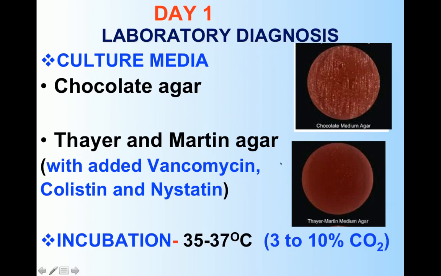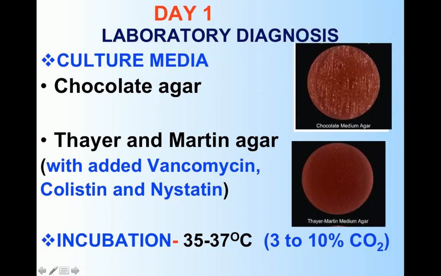And then on day one, you're going to inoculate the specimen on different media, chocolate agar and Thayer-Martin media. This modified Thayer-Martin media is the selective media for Neisseria gonorrhoeae, because you're going to add vancomycin, colistin, and nystatin, different antibiotics added, which are going to inhibit the growth of the commensals which are at the site from which you have taken the sample.